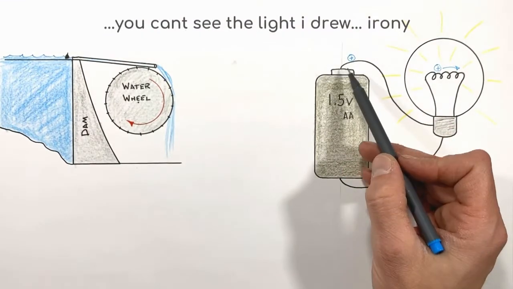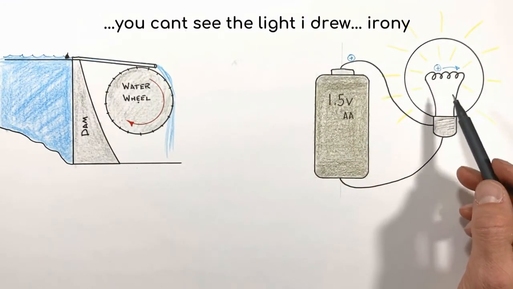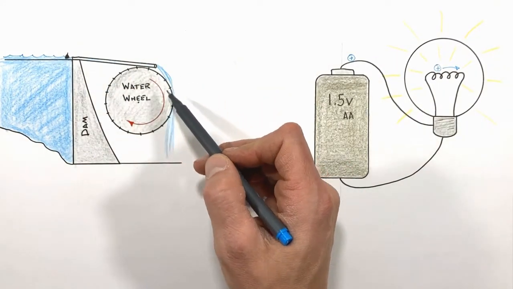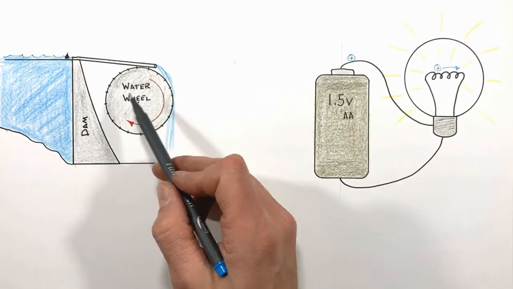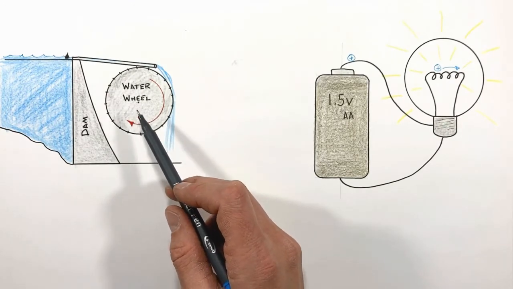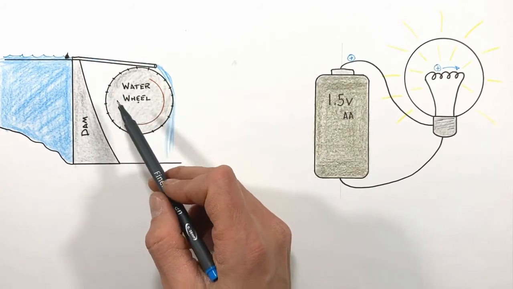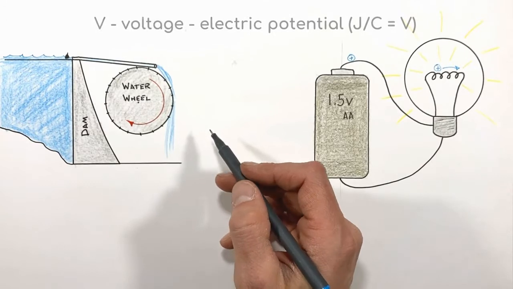Now, if a single charge flows from the battery through the bulb, not a whole lot's going to happen. Just like if a single drop of water flows over this dam and around this water wheel, not a whole lot's going to happen there either. So in both cases, we need lots of flow. And once we allow a continuous flow of either charge or water, that's where we start to see voltage and current come into play. So let's talk about voltage.